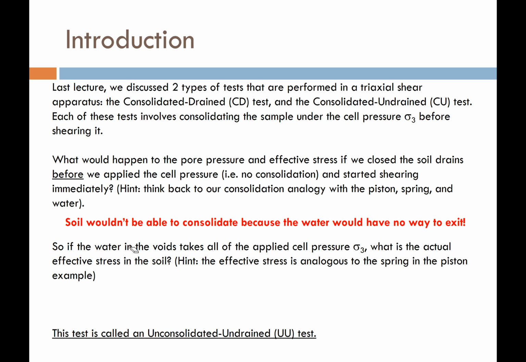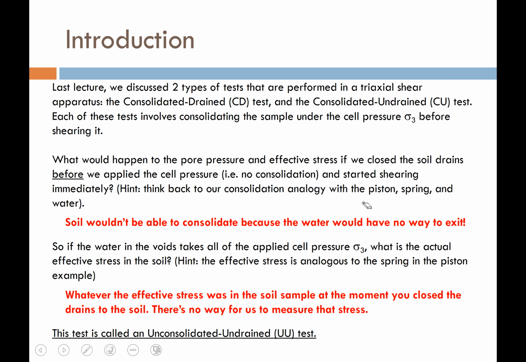And the truth is we don't really know what it is. It's whatever the effective stress was at the moment we closed the drains to the soil. Whatever that stress was, the moment we closed the drains, we locked that effective stress into the soil, and there's no way for us to actually measure it. So when we close the drains at the beginning of stage 1, this is what we call a UU, or an unconsolidated-undrained triaxial shear test.